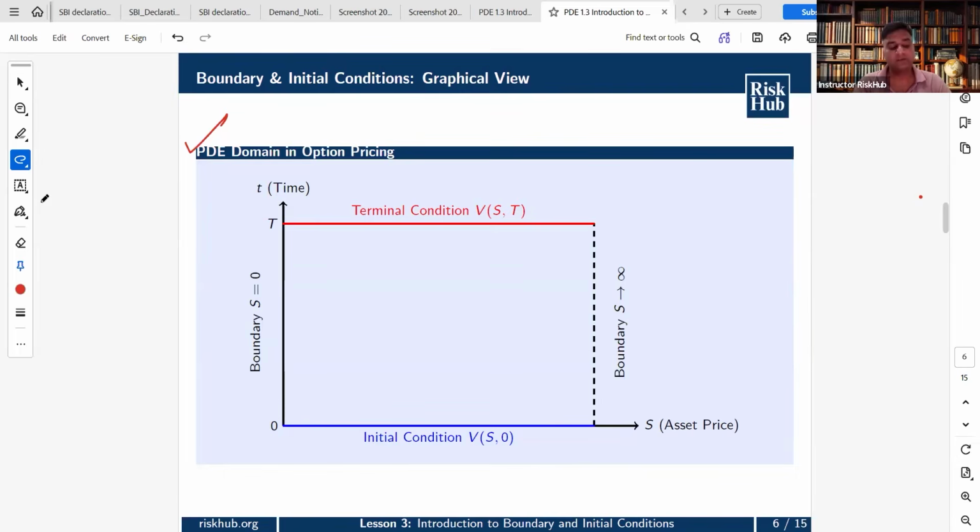The diagram is the foundation of the finite difference method. In finite difference pricing, we create a grid over S and T, then fill in values using the terminal payoff, boundary conditions, and PDE recursion backward in time. So that is what we have.